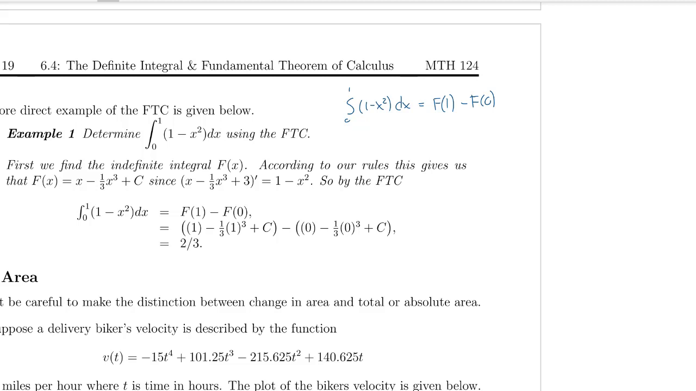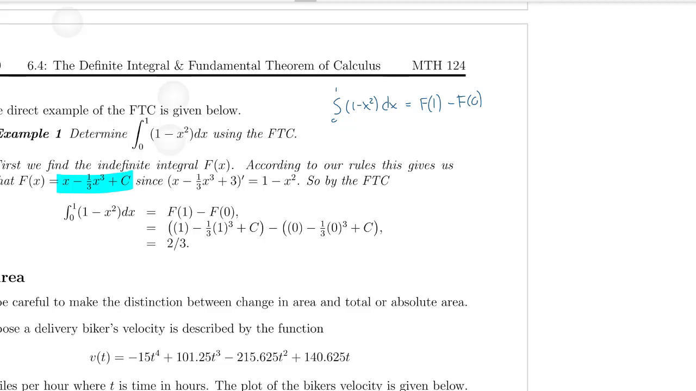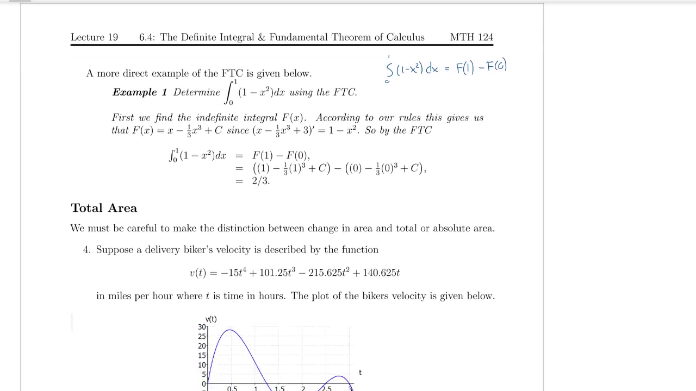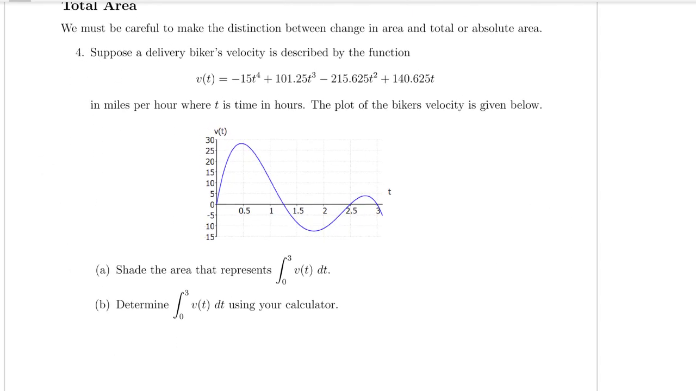The antiderivative is given as x minus 1/3 x cubed plus a constant of integration. And you can check that always by taking its derivative, and you should get back to that function. And then plugging in 1 and 0, you'll get the second line of the work there, and finally the solution when you actually calculate that. So we'll go through a few examples where we work through those as well in the upcoming problems.